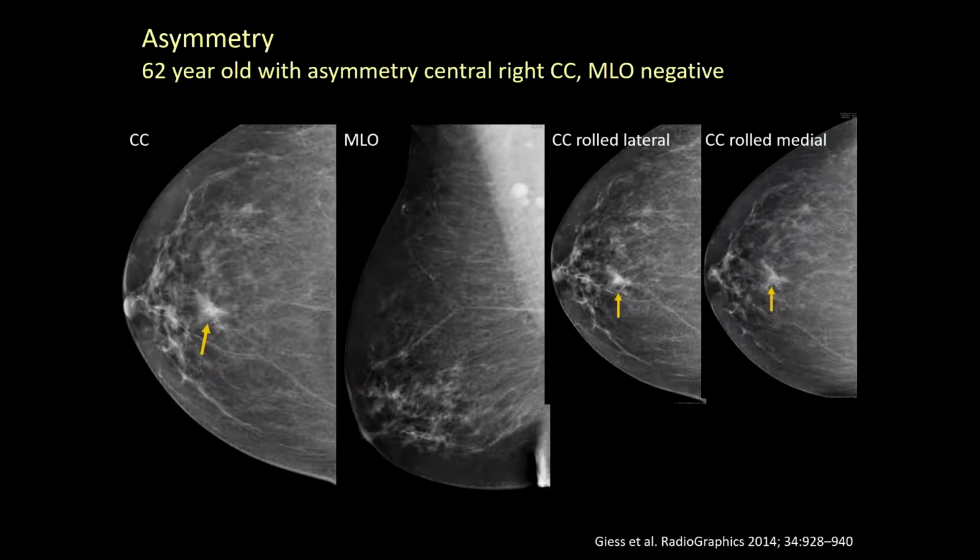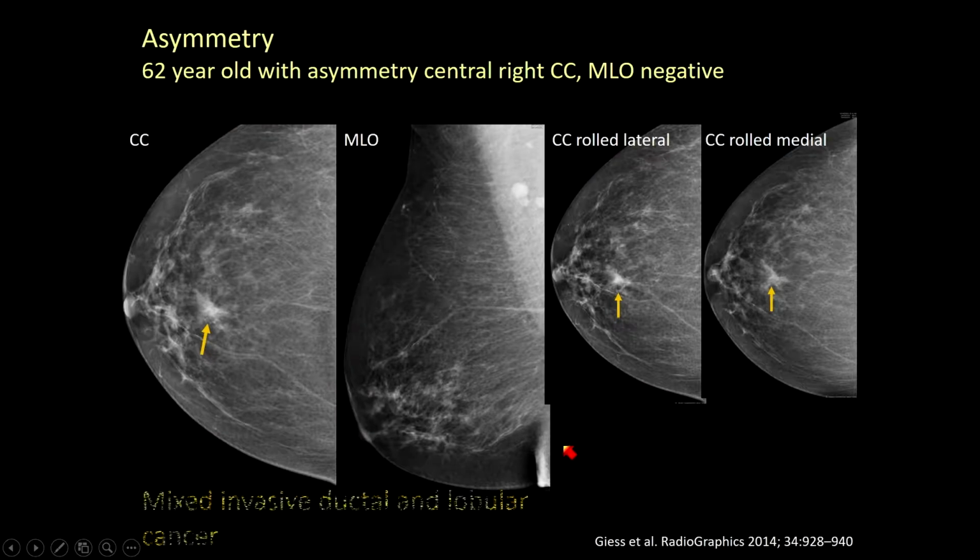On the other hand, this is a true asymmetry. This is a 62-year-old who has this one-view finding centrally on her right CC view here. There's really nothing at that appropriate depth on the MLO view. She underwent these both rolled views, rolled lateral and rolled medial. They serve to show you that not only is it a real finding, it holds its shape, but it doesn't move much. It's central on both those views, and that indicates that it's actually truly in the central breast, in this bland, innocuous-looking tissue. Her ultrasound was negative, and she underwent stereotactic biopsy, which showed a mixed invasive ductal and lobular cancer.